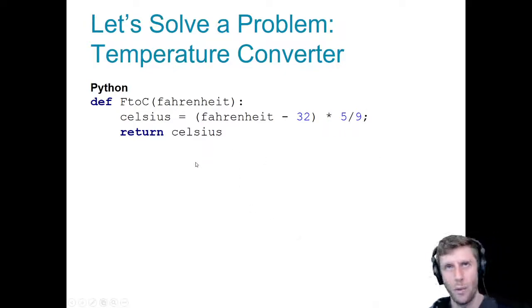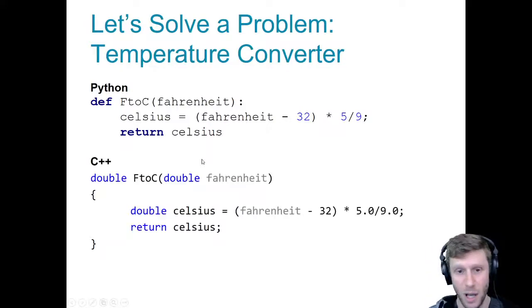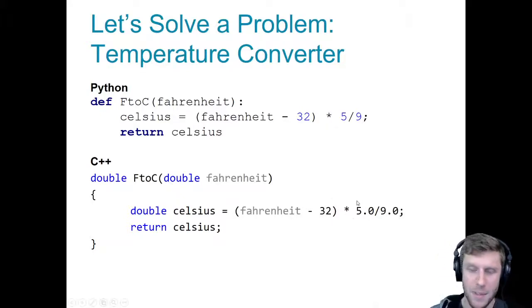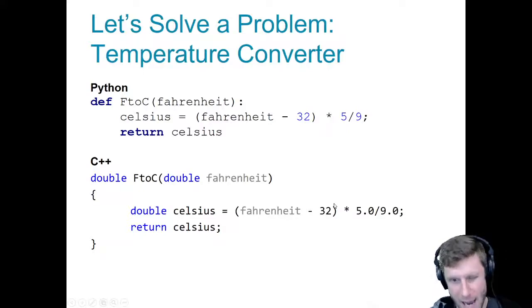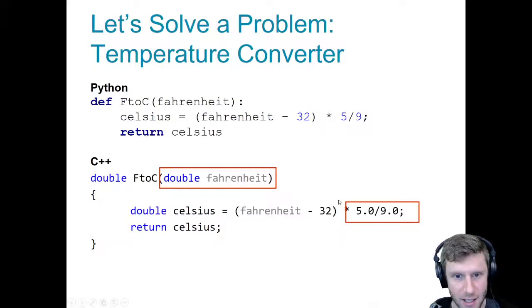If we take what we know from C++, we can hack this to work in C++. This function is going to return a double. It's called f to c, and it takes a double we call Fahrenheit. I guess we're going to allow decimals, right? Then I'm saying double Celsius is equal to Fahrenheit minus 32 times 5.0 divided by 9.0. Return Celsius.